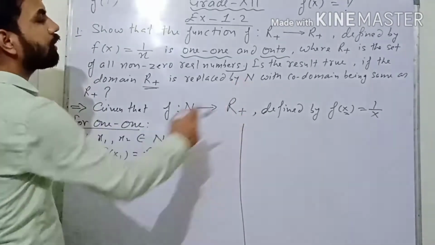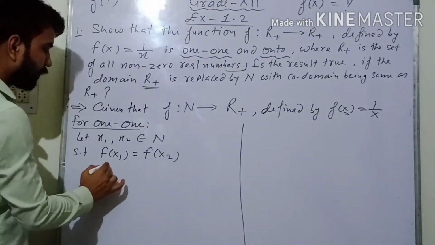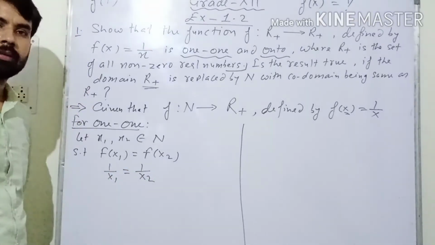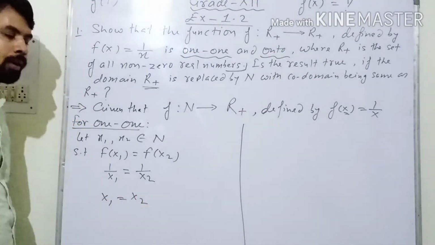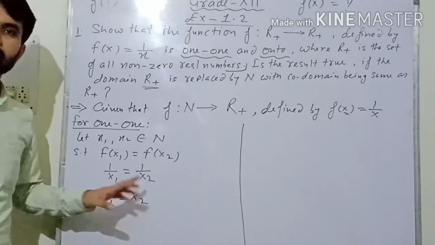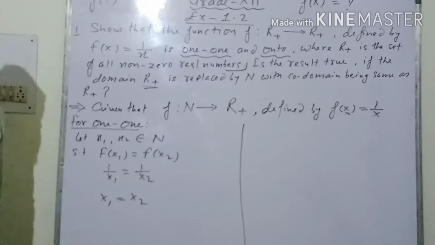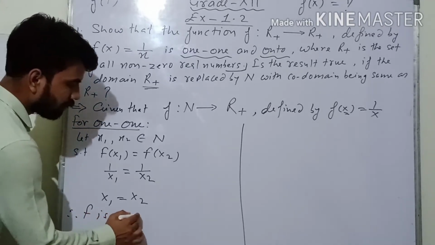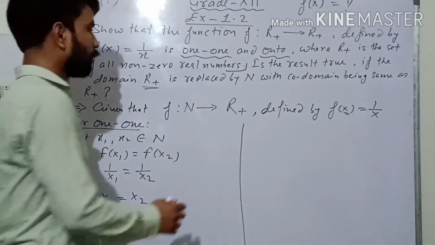Clear? Now the function is defined by f(x) equals 1 upon x. Then f(x1) will be 1 upon x1 equals 1 upon x2. Again by cross multiplication, x1 equals x2. So here we have already proved that if images are same, then the elements are also same. Hence we can say that f is 1-1. Clear? Now we will check onto.